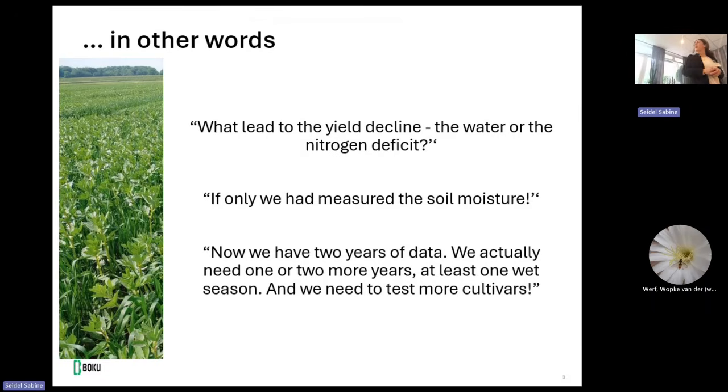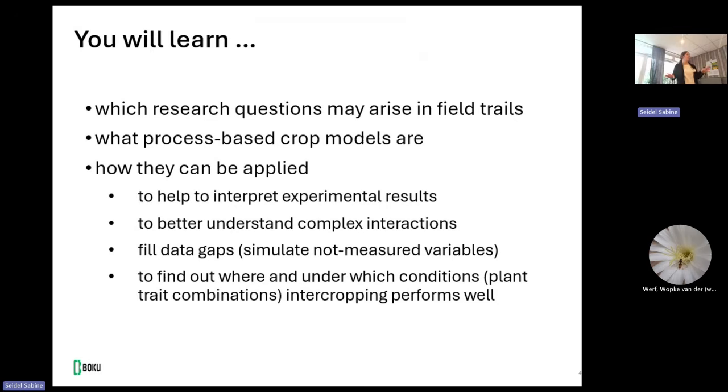So what will you learn? I will also talk a bit about field experiments, but I will not give you details. I will show you research questions that are raised. And I will tell you what process-based models are, at least to some extent, and then I will show you how we can use them to better interpret experimental data, to better understand interactions in intercropping. How can we use them to fill data gaps or to simulate variables we haven't measured, variables that are hard to measure, like subsoil N uptake? And then also, which is actually the title that was given to me, how we can use them to identify interesting traits or the effective traits.